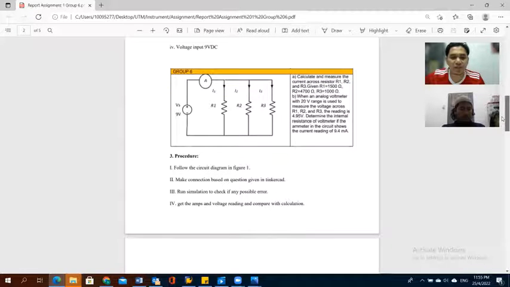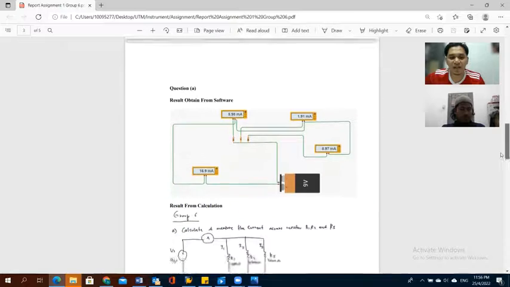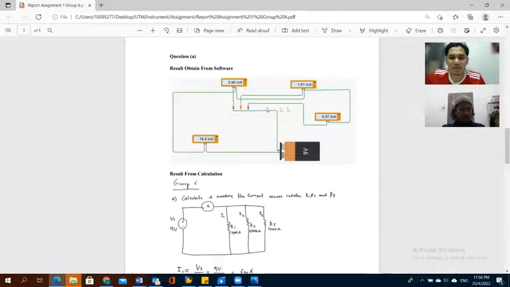For the procedure, follow the circuit diagram connection, make the connection using software ThinkerCAD, run the simulation, and get the reading. Okay, for question A, this is our connection from software, which you can see here. All the resistor, ammeter and voltage supply are connected, and the reading is shown as in the figure below.